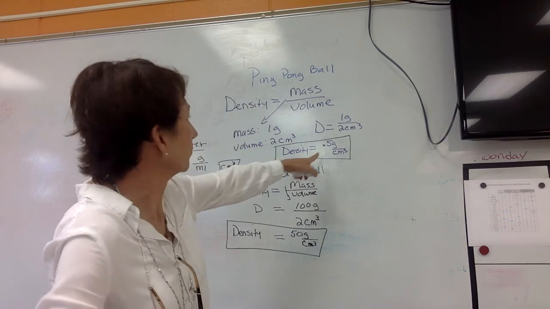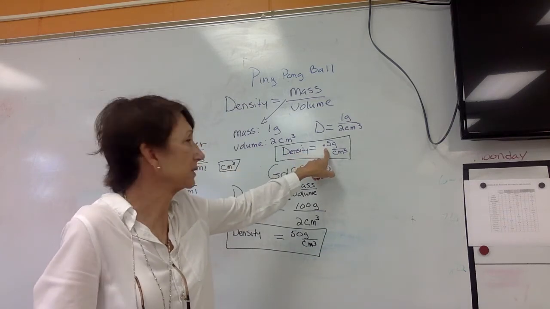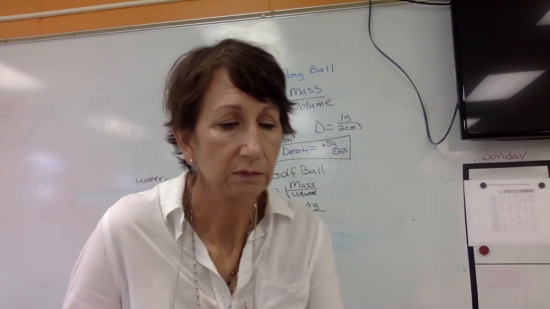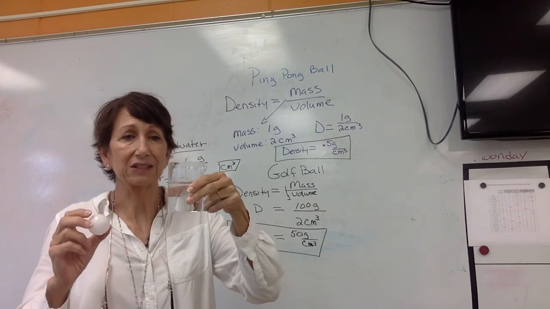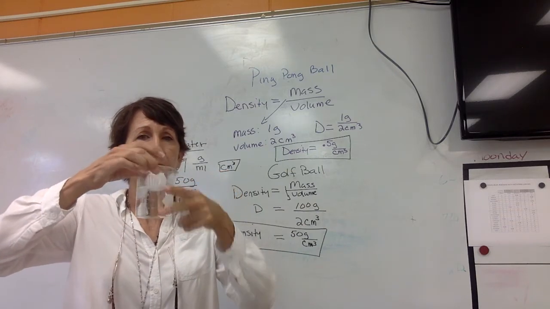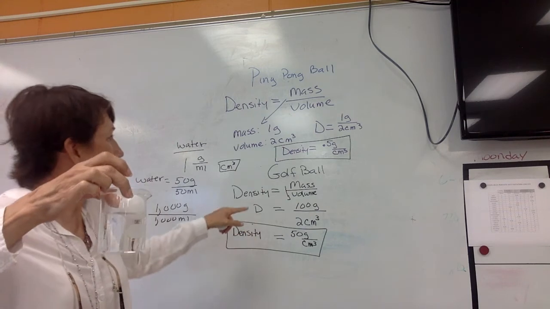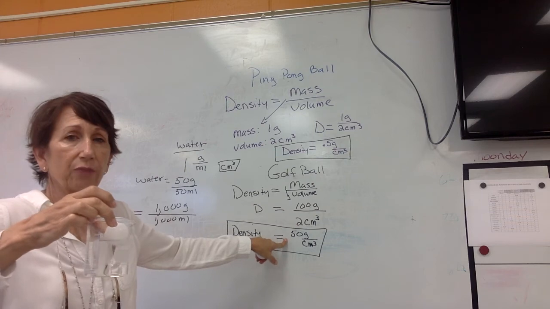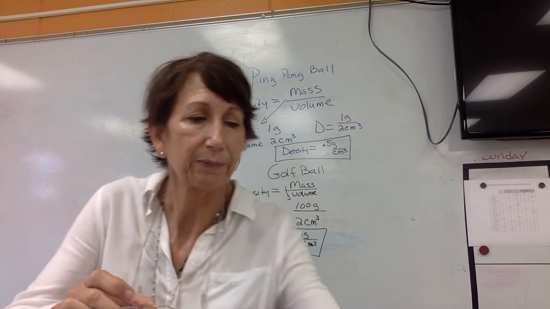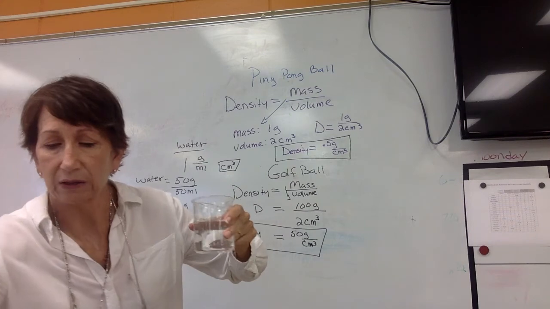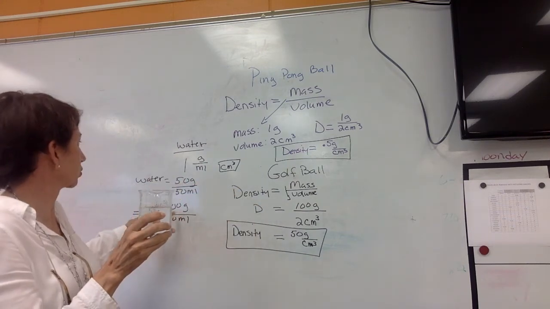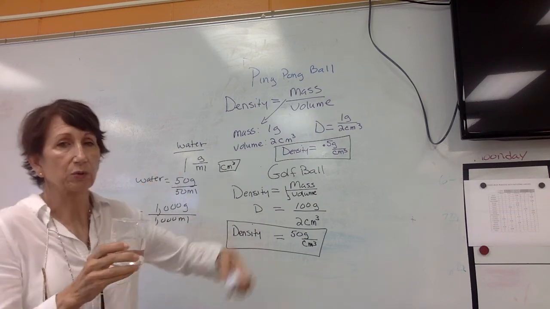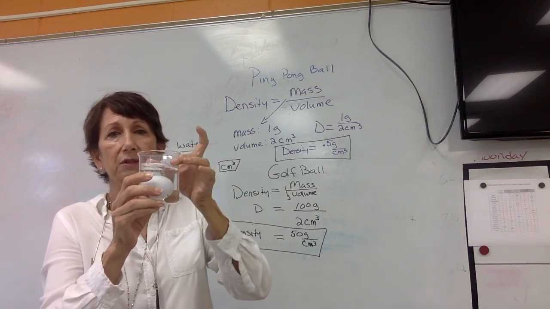So the ping pong ball is 0.5 grams per cubic centimeter. That's the density. The density of water is 1. So we should expect the ping pong ball to float in water. It's less dense than water. And sure enough, there it is. It's floating right on top. The golf ball is 50 grams per cubic centimeter. So for every cubic centimeter in the golf ball, there's 50 grams of matter packed in there. Okay? So we should expect the golf ball, much greater than 1, remembering that the density of water is 1, to sink, and sure enough, there it goes. It sinks right to the bottom.